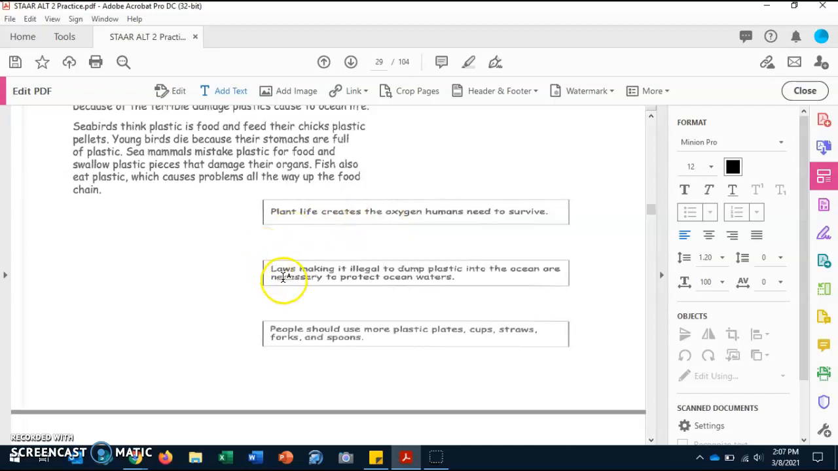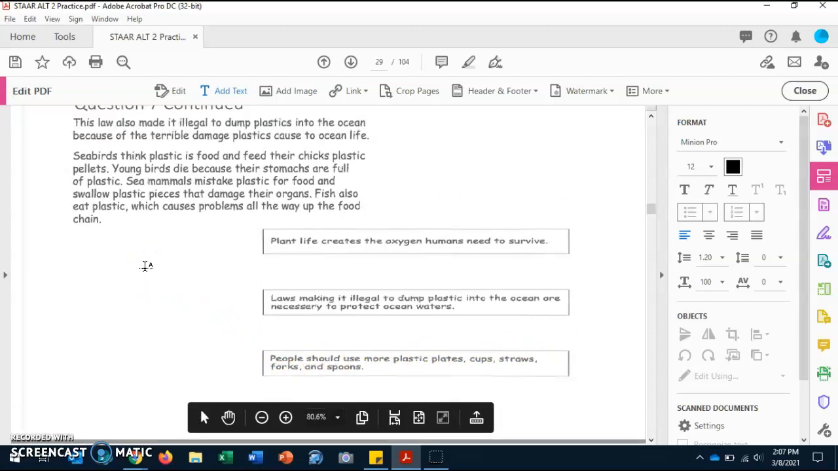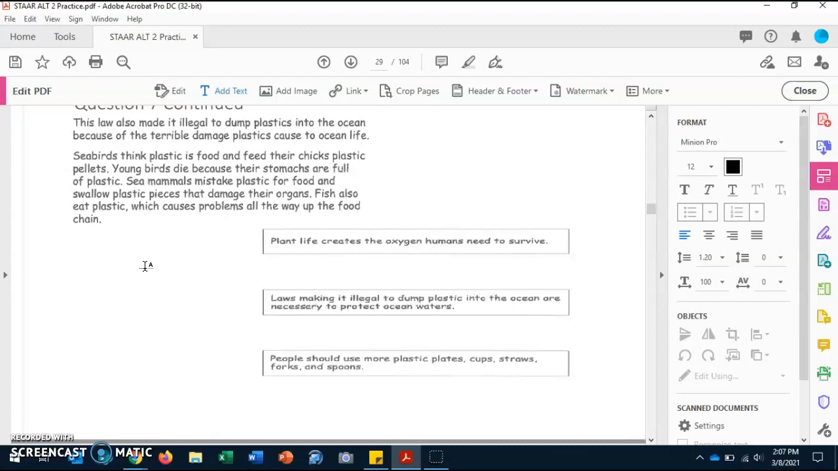Are they trying to convince you that laws that make it illegal to dump plastic into the ocean are necessary to protect ocean waters? Or are they convincing you that people should use more plastic plates, cups, straws, forks, and spoons? What is the whole point of what we were reading, and what do they want you to do? Or what are they trying to make us think is right? Are they trying to convince us that plant life creates the oxygen humans need to survive?